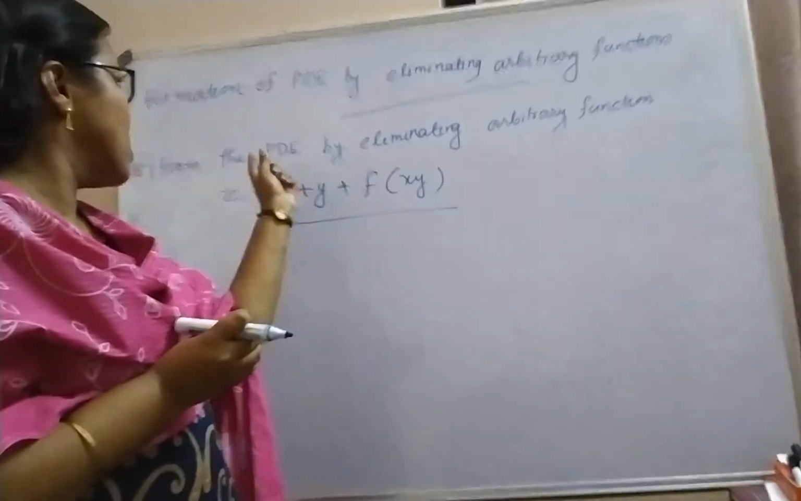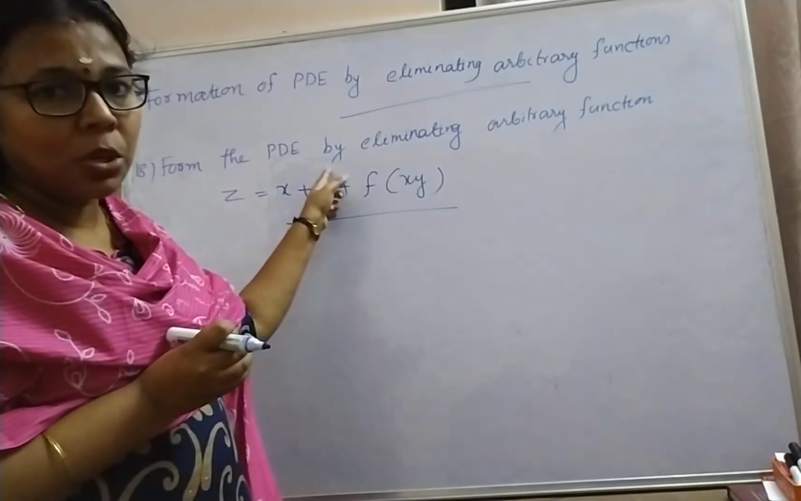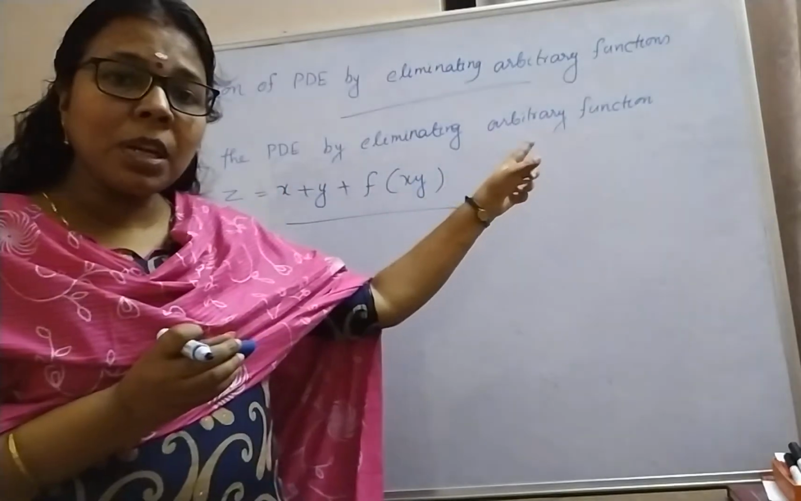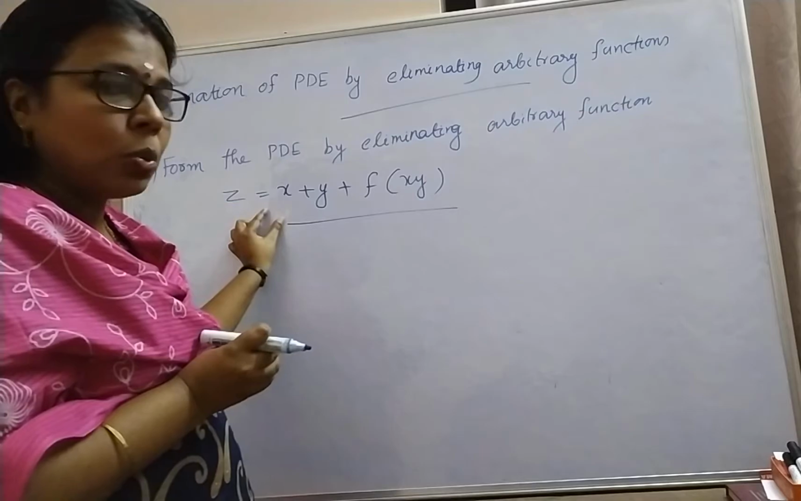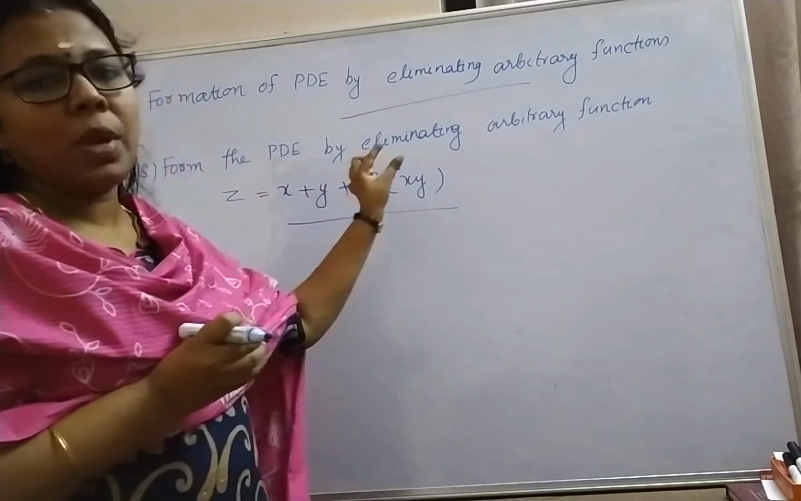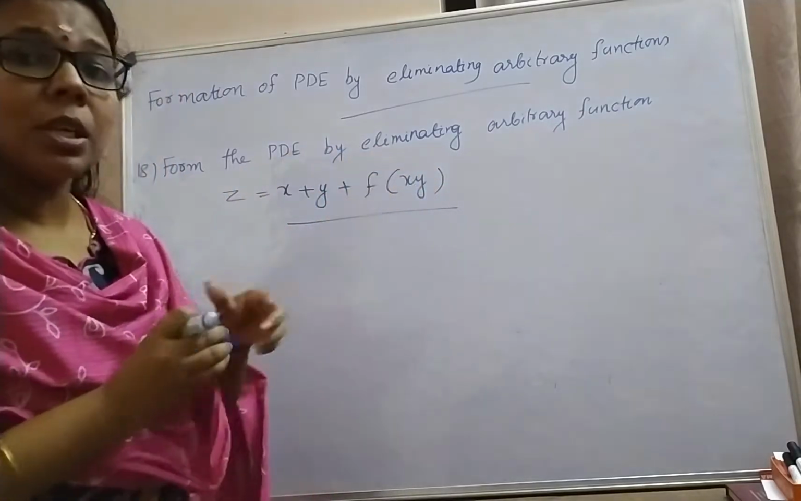Hi, next question is: form the partial differential equation by eliminating the arbitrary function z equal to x plus y plus f of xy. Put this equation as equation number 1.